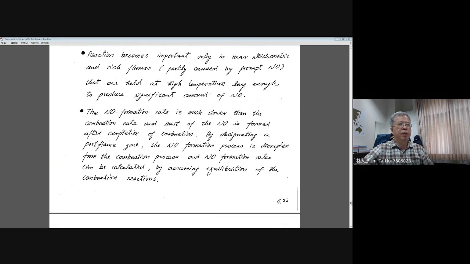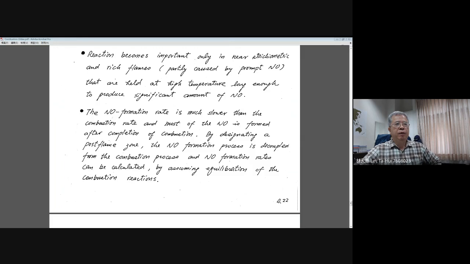This is very, very important because we understand they require the formation of NO through the thermal mechanism. They require high temperature, which means they need to wait for the heat of combustion release. Therefore, for thermal NO formation, they need to wait for the combustion process to complete. Then they conclude the NO formation rate is much slower than the combustion rate, and most of the NO is formed after complete combustion.